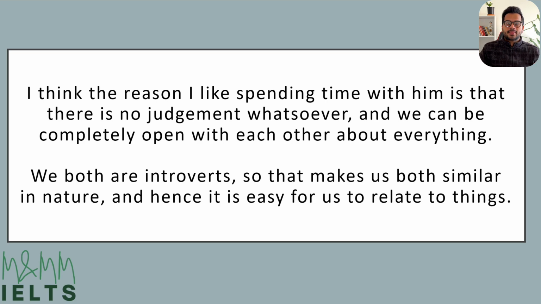So if you see, when I read out the second sentence, I read it out in a bit different manner. I would say smirked. I slightly smiled when I spoke out the second line, just to add a bit more flair in my speaking. I could have just said we both are introverts, so that makes us both similar in nature. That would just sound very robotic and monotonous. So what I would do is, we both are introverts. Like, just having a bit of a smile in your speech when you speak it out, because these things matter.